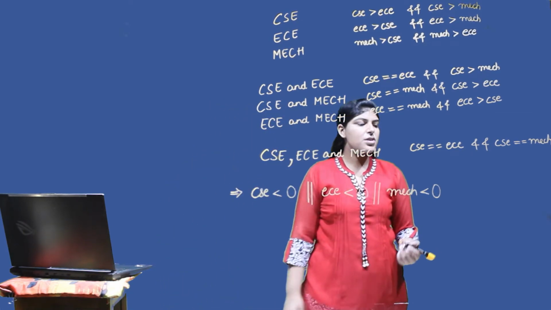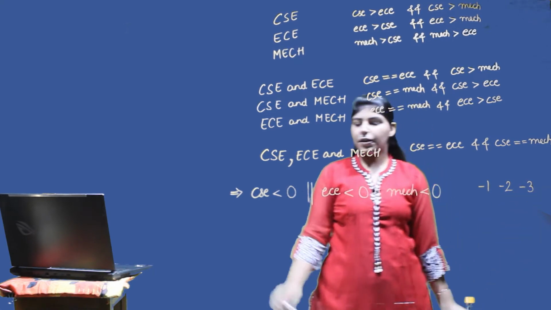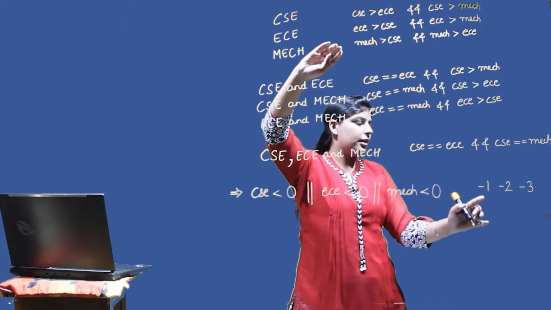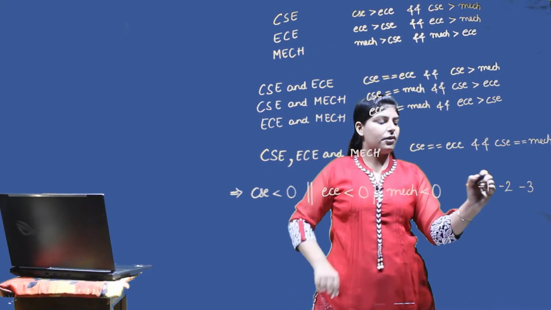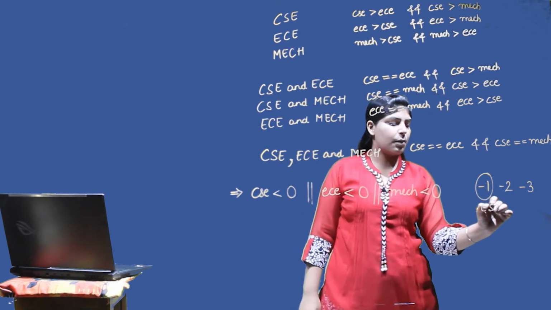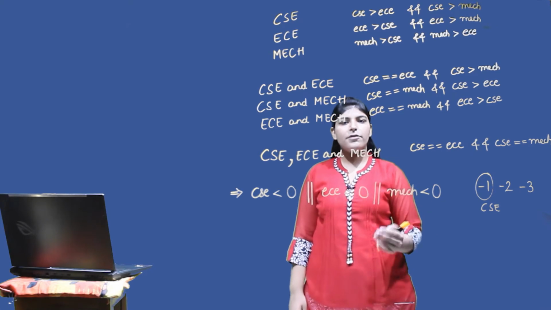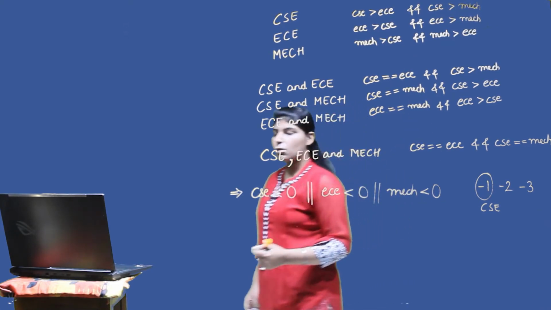Let's see. Suppose I have an input as -1, -2 and -3. If I do not check this condition first and directly jump on to checking these, in this case -1 is more than -2 and more than -3. So I will directly get CSC has maximum number of placements. So first we need to check for invalid input. If the input is valid, only then we will check these conditions. So let's code this question now.